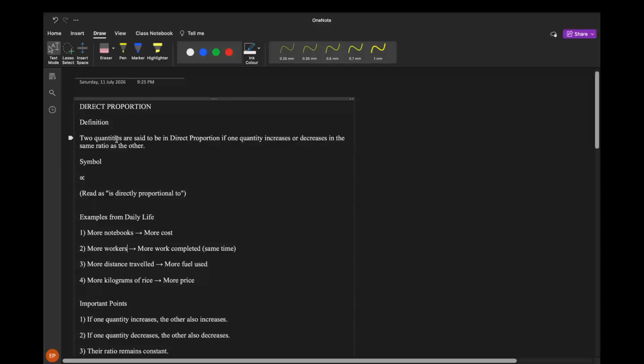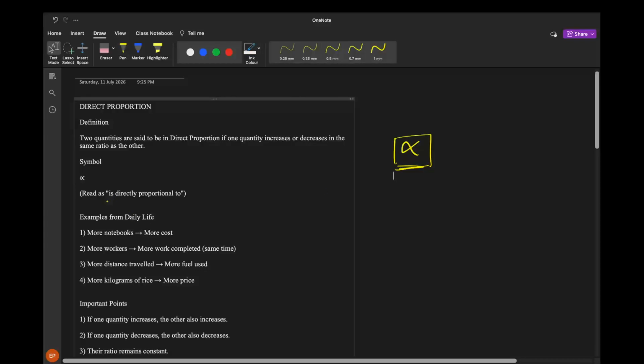Okay, the definition says two quantities are said to be in direct proportion if one quantity increases or decreases in the same ratio as the other. Basically we use this symbol for direct proportional, meaning something is directly proportional to. That time we'll use this symbol. This is called the directly proportionality symbol.